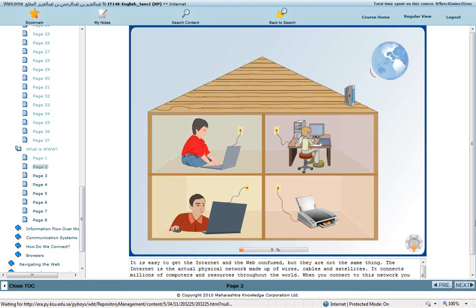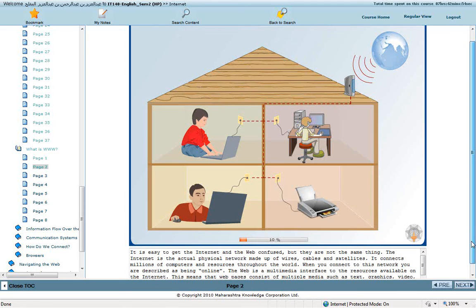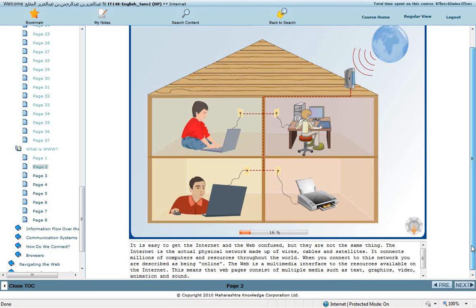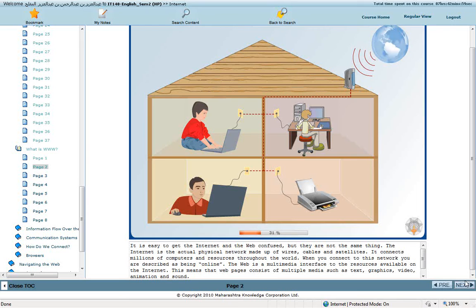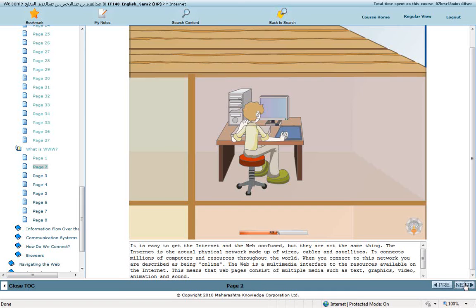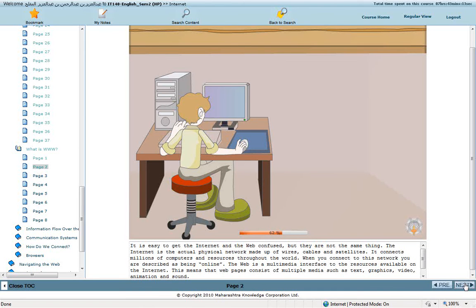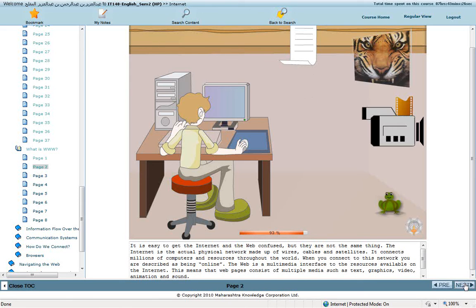It is easy to get the Internet and the web confused, but they are not the same thing. The Internet is the actual physical network made up of wires, cables and satellites. It connects millions of computers and resources throughout the world. When you connect to this network, you are described as being online. The web is a multimedia interface to the resources available on the Internet. This means that web pages consist of multiple media such as text, graphics, video, animation and sound.